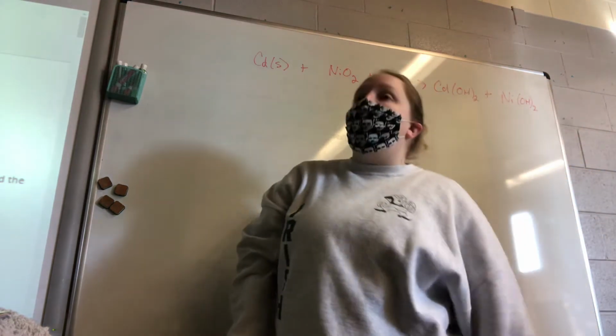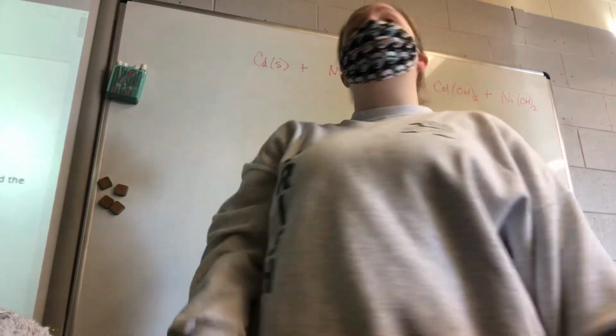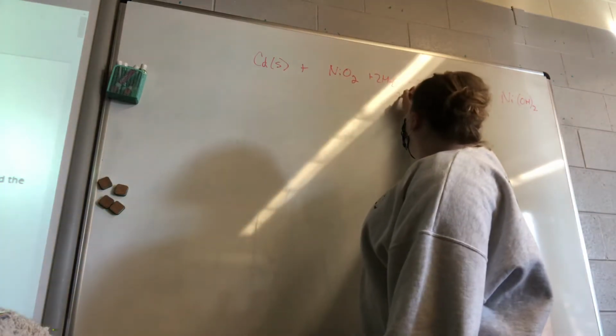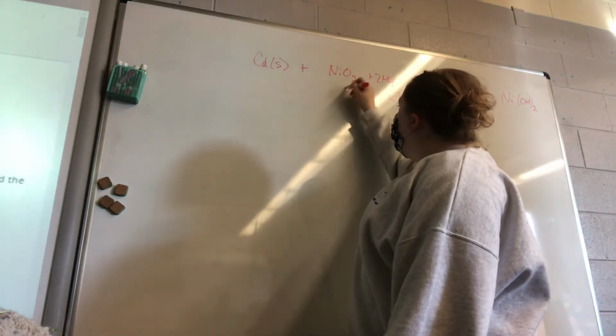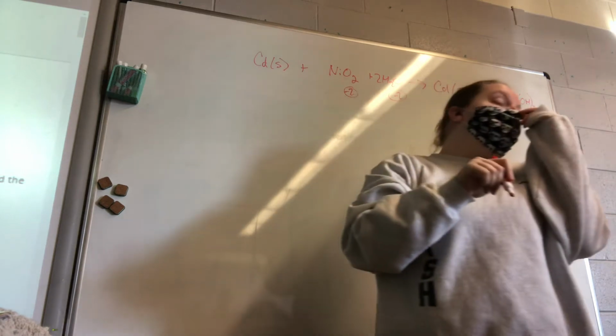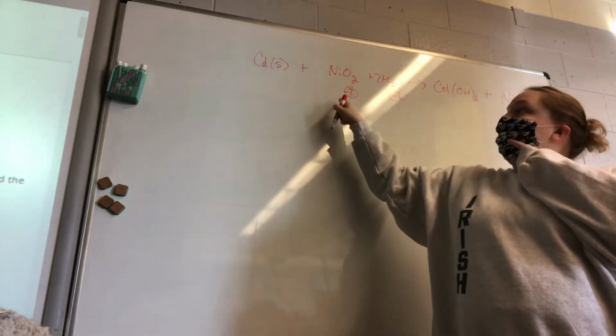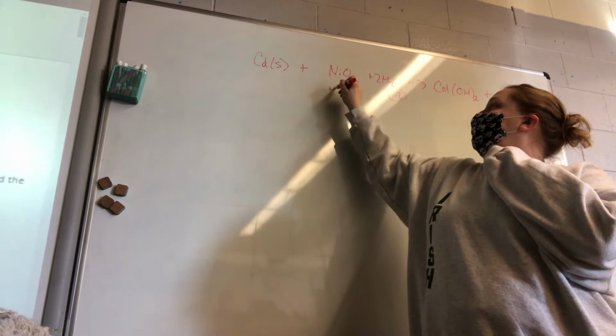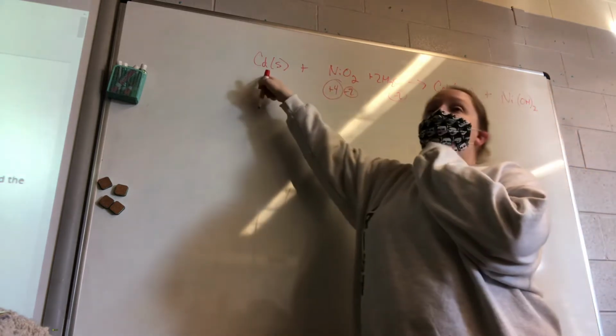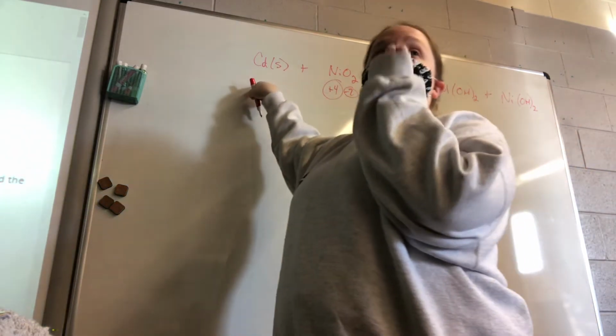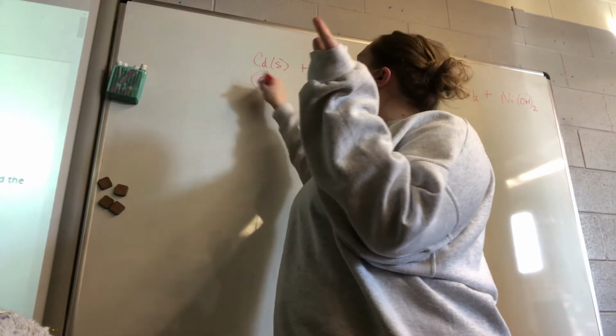All right, so on the left side, let's start with things that we know. We said oxygen was going to be a -2. What does that make nickel on this side? +4. What about cadmium on this side? Remember, it's in its elemental form, so it must be a 0.